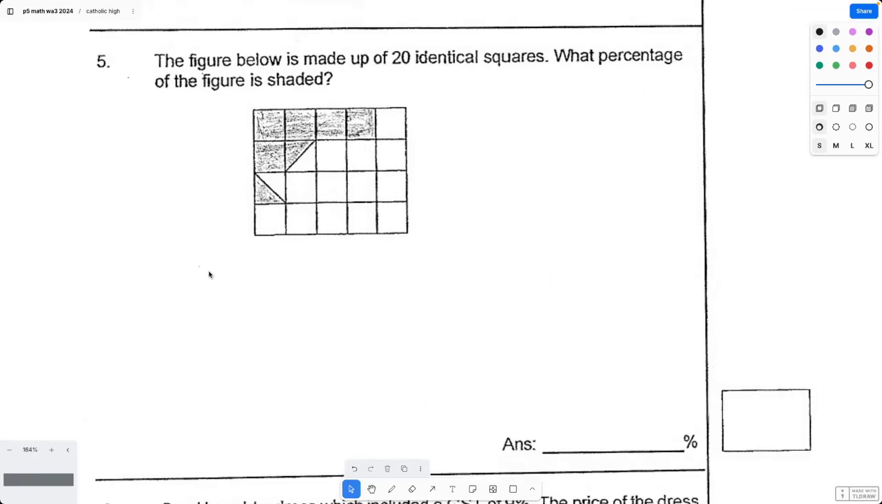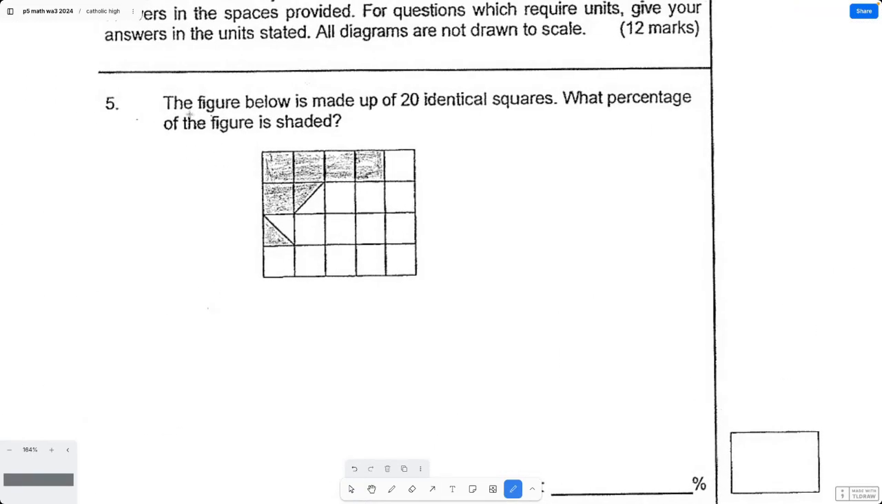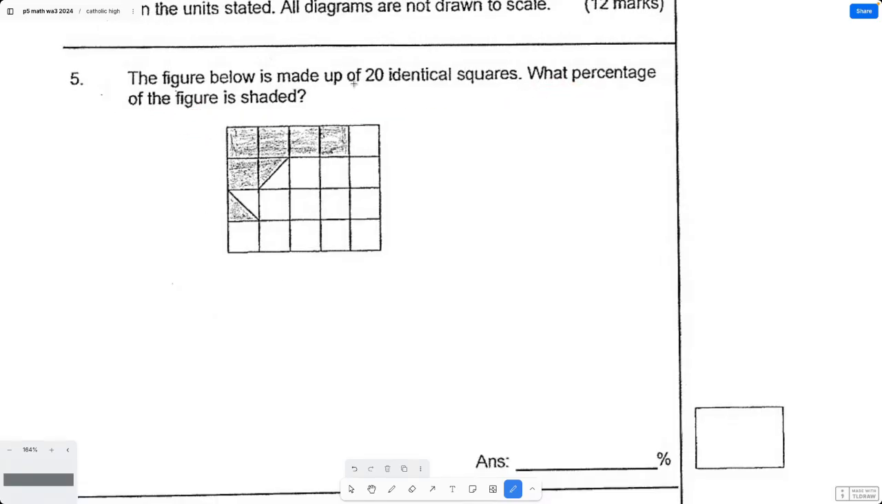Question number 5. The figure below is made out of 20 identical squares. What percentage of the figure is shaded? Luckily, we don't have to calculate the number of identical squares. Even if you don't know, you can just count 1, 2, 3, 4, 5, and then you times 1, 2, 3, 4. So it's 20. Great. So now we want to know what's shaded.